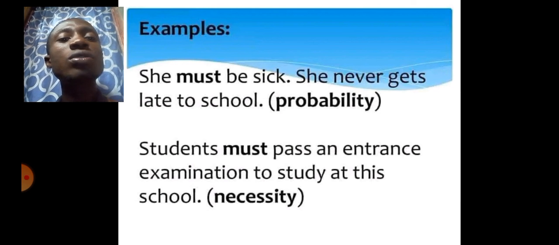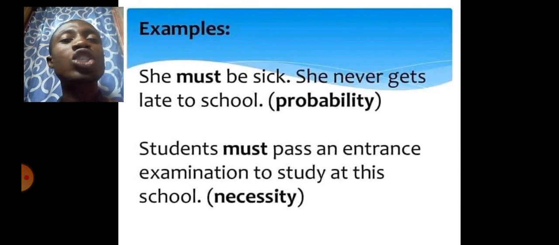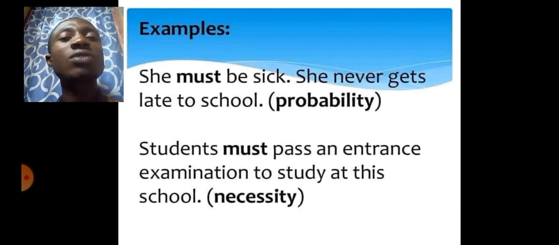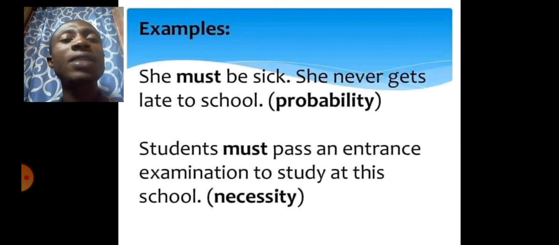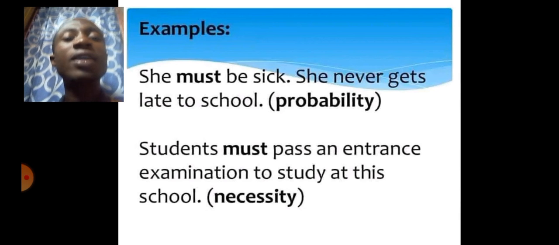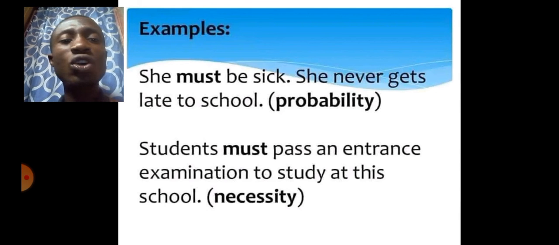Example: She must be sick. She never gets late to school. This sentence shows possibility. Students must pass an entrance examination to study at this school. Here, it is used to show necessity.